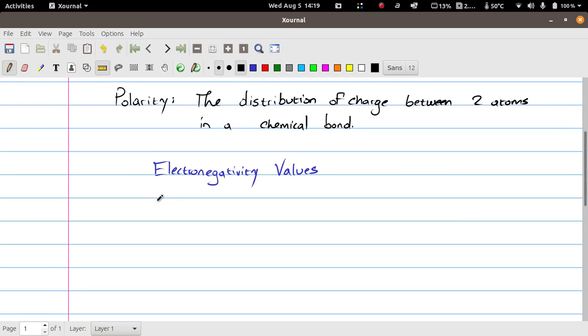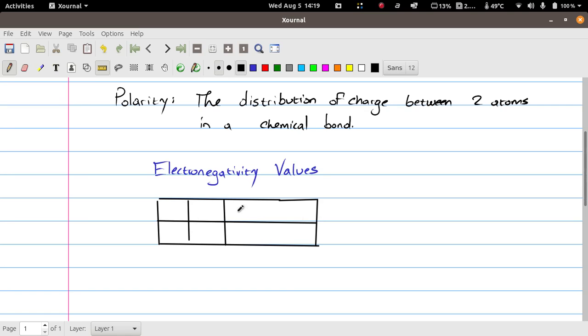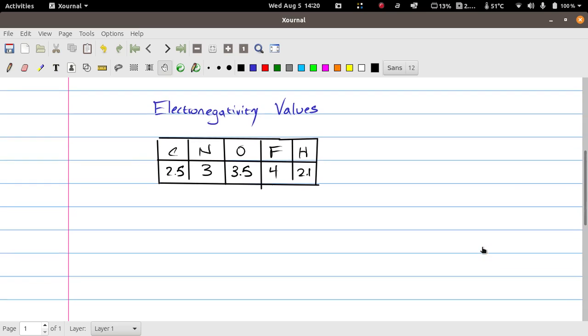So let's draw a table. I know this is not the best looking table, but it will do for what we're doing. So we have, I'm going to write carbon, nitrogen, oxygen, fluorine, and hydrogen. So these are the electronegativity values for all of these. So the way to tell if something is polar is we have a range of numbers.